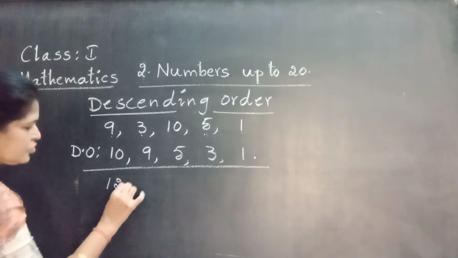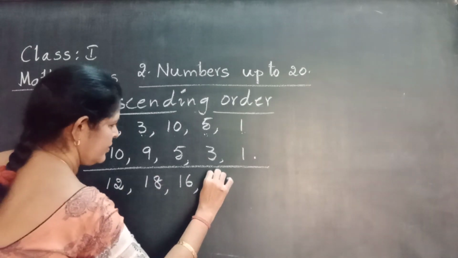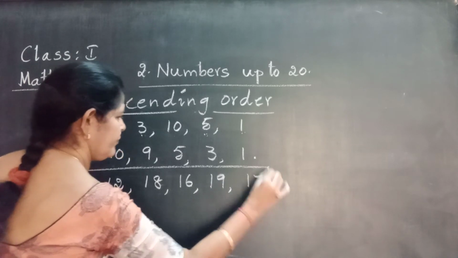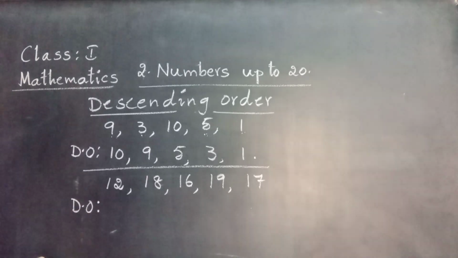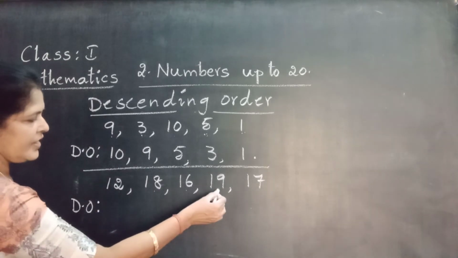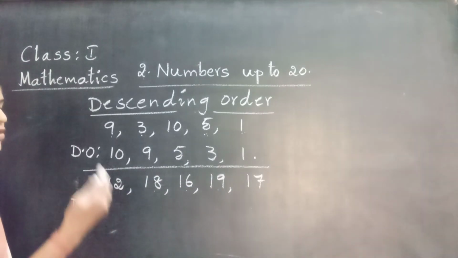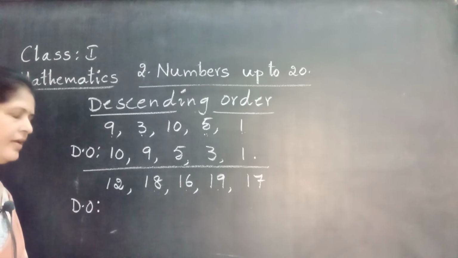Next, 12, 18, 16, 19, 17. Arrange these numbers in decreasing order, descending order. Okay? 12, 18, 16, 19, 17. Arrange these numbers from big number to small number. Which number is big? 19.